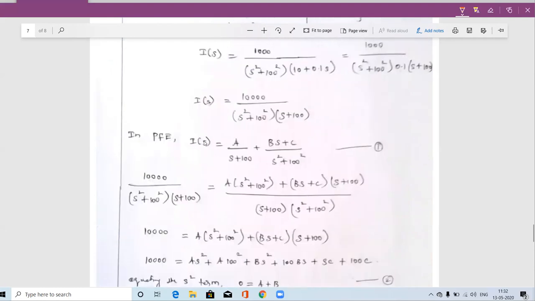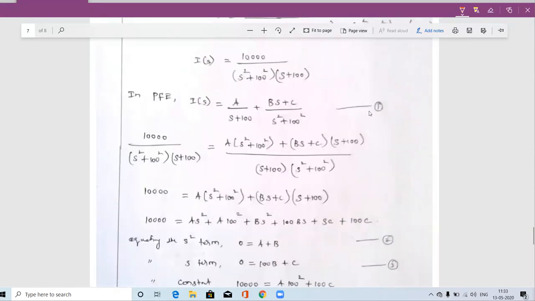Okay, so what is the next thing? So over here you see the roots. In the root வந்து real root, s equal to minus 100. This is real root. But these roots are s squared plus omega squared. அப்ப இந்த மாதிரி ஸ்ட்ரக்சர்ல இருந்துச்சுன்னா what is the root? The two roots are complex conjugate roots. Okay, அப்ப in partial fraction method the I of s can be written as a by s plus 100 plus bs plus c divided by s squared plus 100 squared. Right? So you take it as equation number 1. Okay, அப்ப in this we have to find out the value of a, b and c.